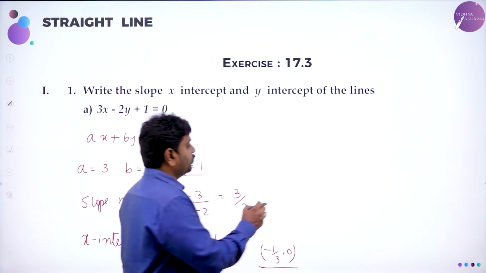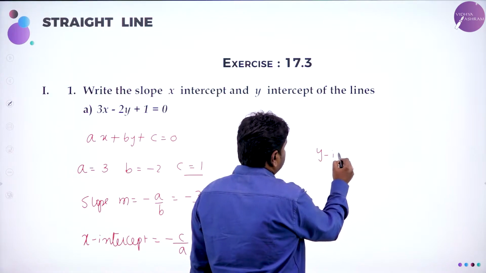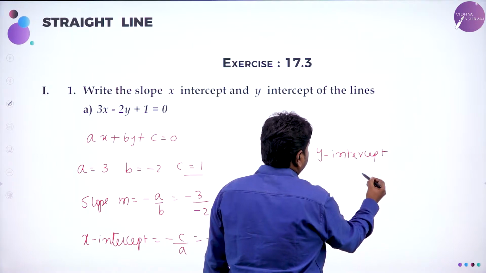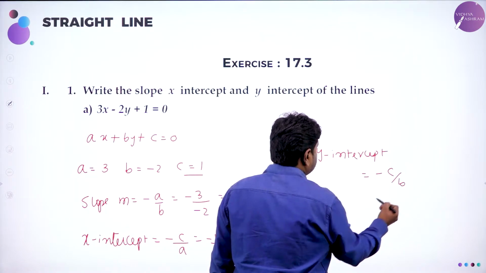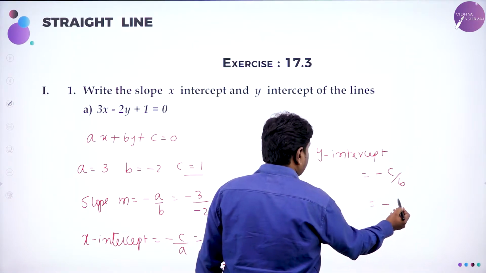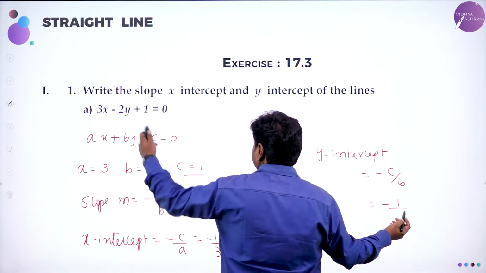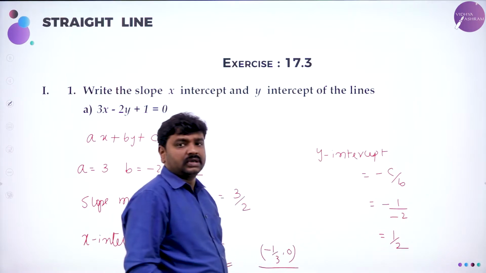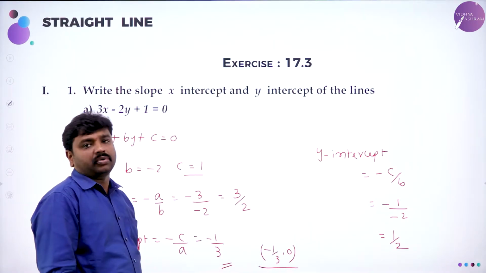Now y-intercept. What is y-intercept formula? So y-intercept is minus c by b. Minus c by b. What is c value? 1 by what is b value? B is minus 2. That will be 1 by 2. This is y-intercept. So same format you can apply for all the problems.